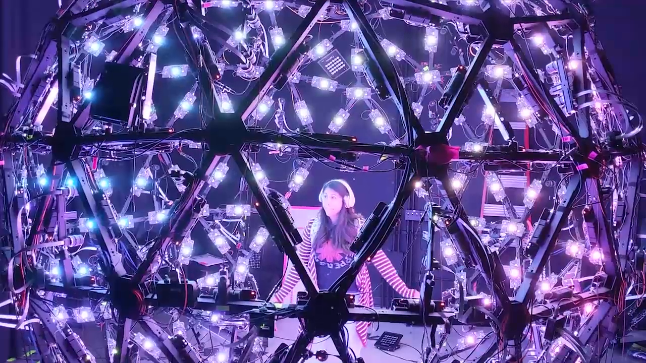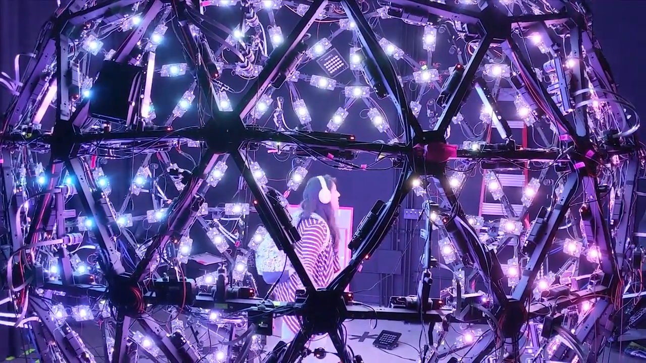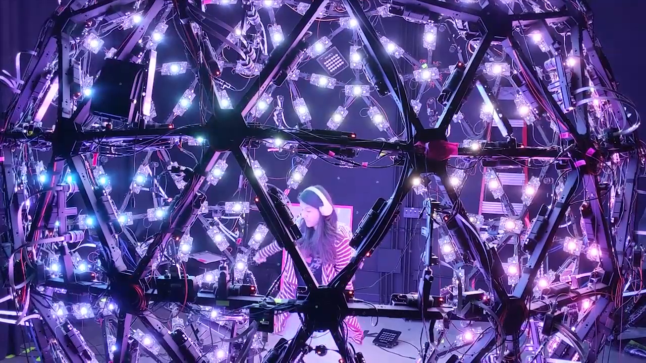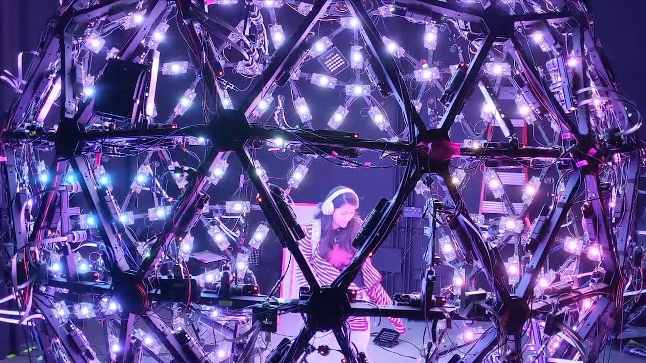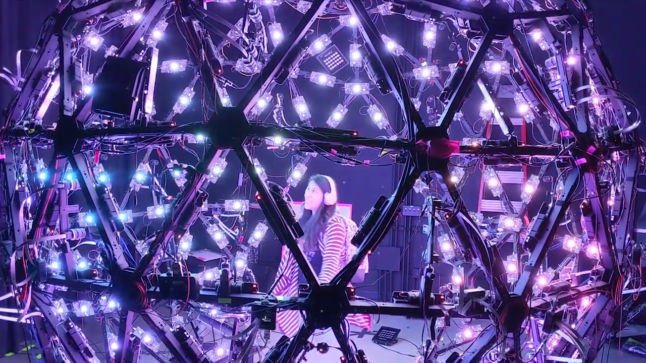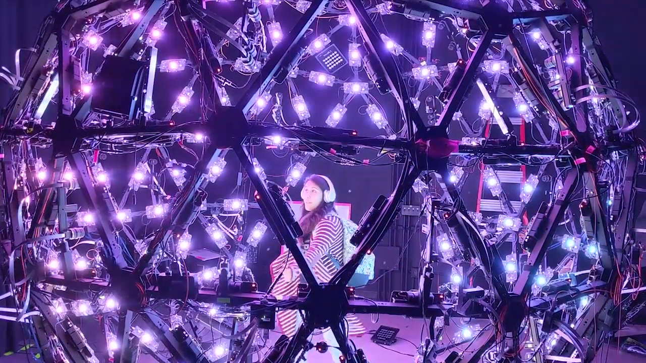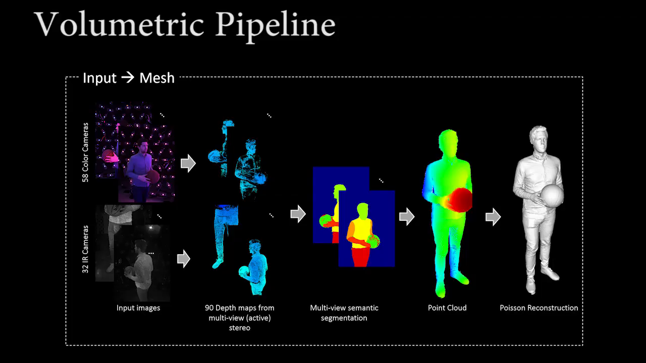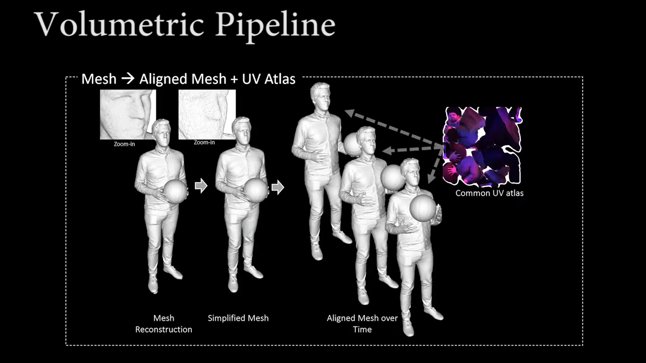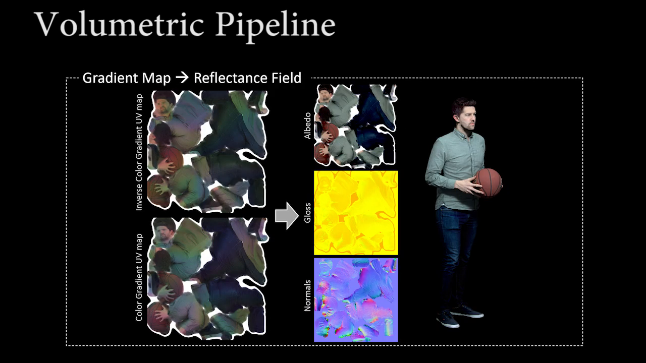The light stage itself rapidly alternates between emitting 2 color gradient illumination patterns. This gradient information can later be used to infer the reflectance properties needed to perform relighting. Our volumetric pipeline processes each frame in parallel in the cloud and produces temporally consistent meshes. Reflectance maps necessary for accurate relighting are also computed. For more details, please see the paper.